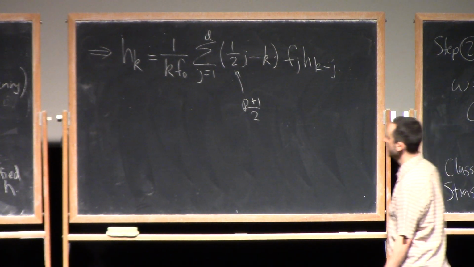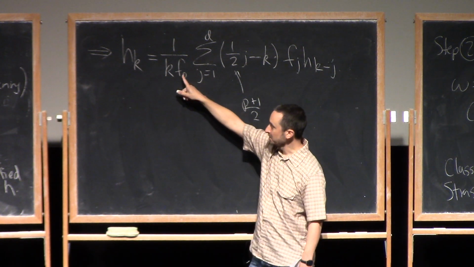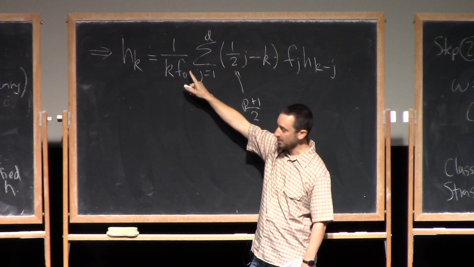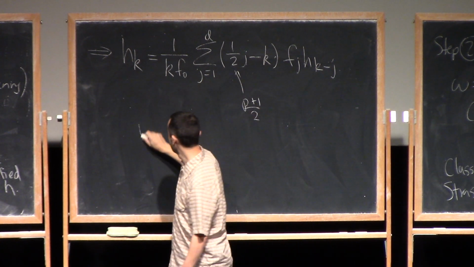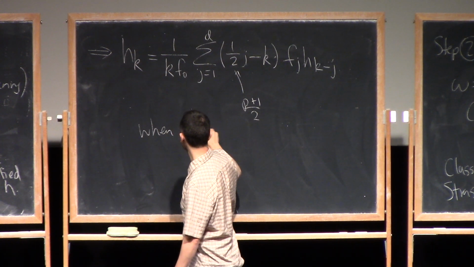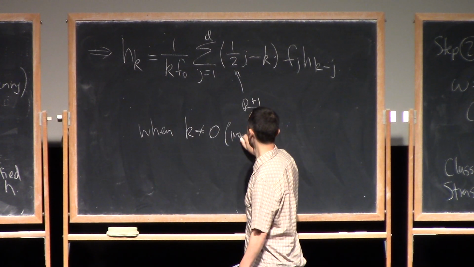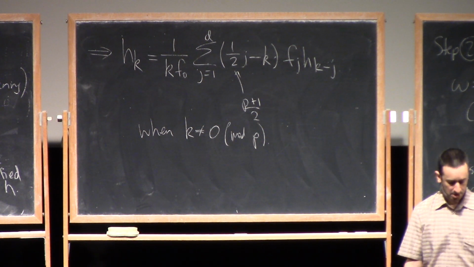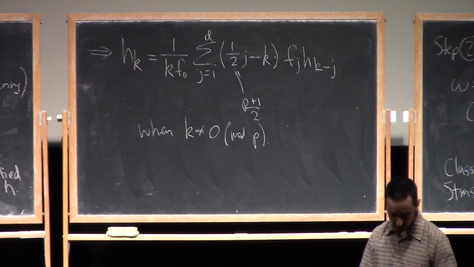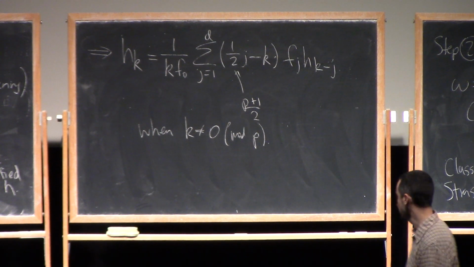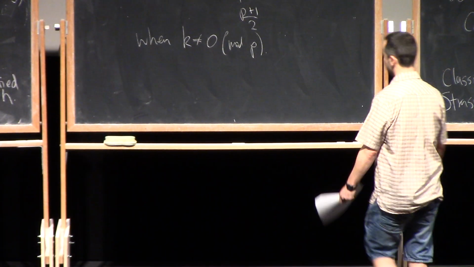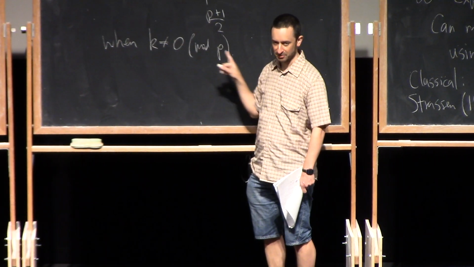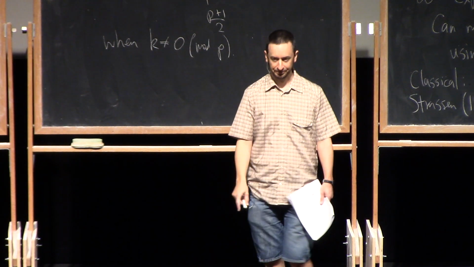Okay? And here you can see why I wanted f0 not to be 0. Okay, I can't divide by f0. And this only works when k is not 0 mod p. Okay, if k is 0 mod p, we have a problem. So I think I will stop there, and I will talk more about this tomorrow, and we'll figure out, I mean, really this is really the serious problem that we have to deal with. Okay, and I'll talk about a few issues to do with this and how we get around it.